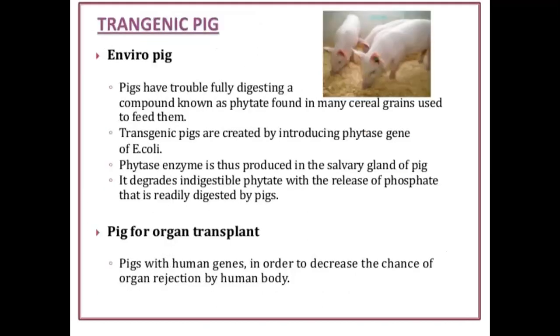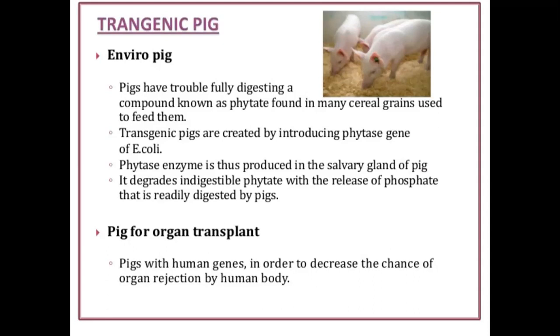Then transgenesis can also be done in pigs, that is the Enviropig. Pigs have trouble digesting a compound known as phytate, which is found in many cereal grains used in their feed. So transgenic pigs are created by introducing the phytase gene of E. coli. From Escherichia coli, we get the gene and insert it into the pig. The phytase enzyme is then produced in the salivary gland of the pig, and it degrades the indigestible phytate with the release of phosphate that is readily digested by the pig.